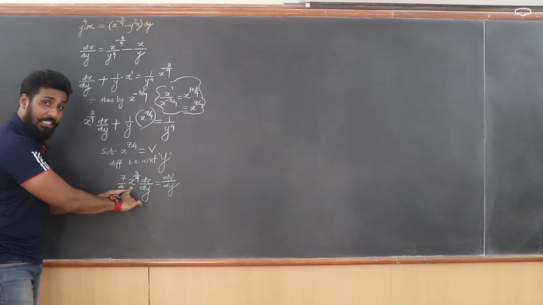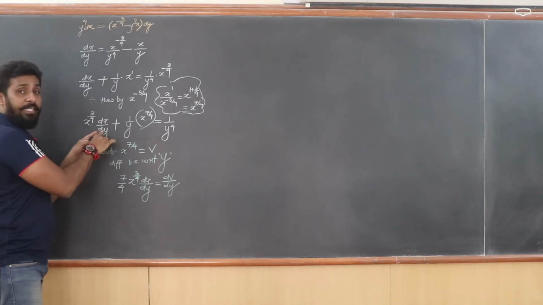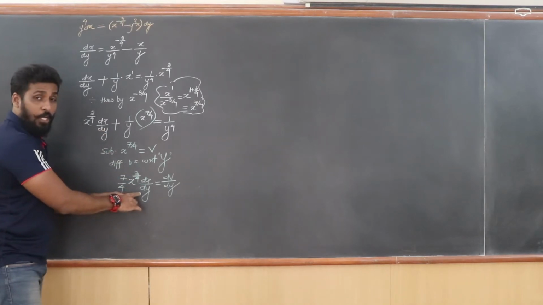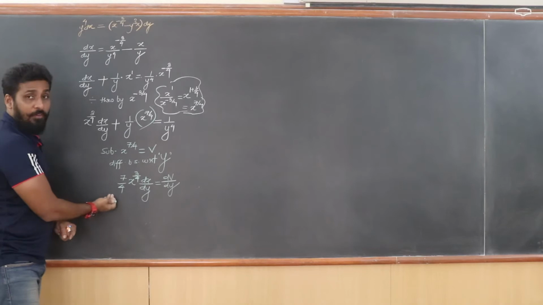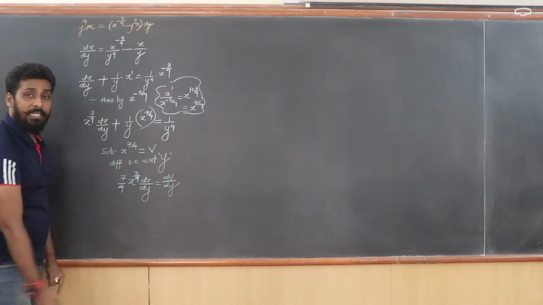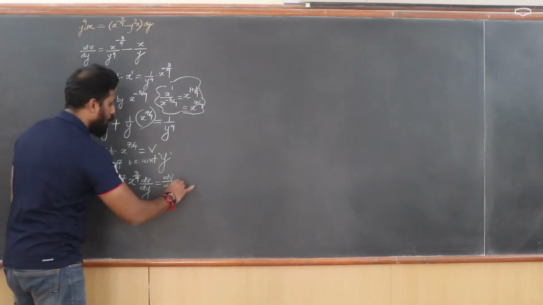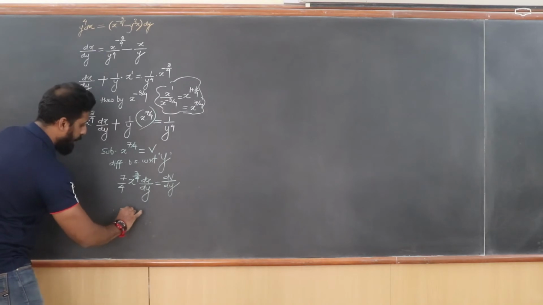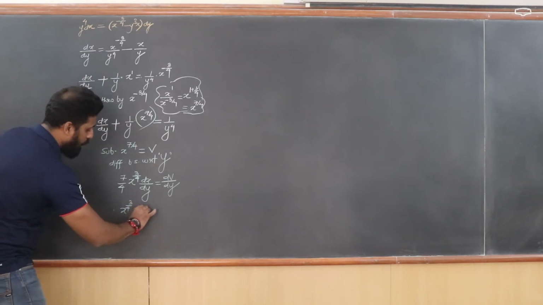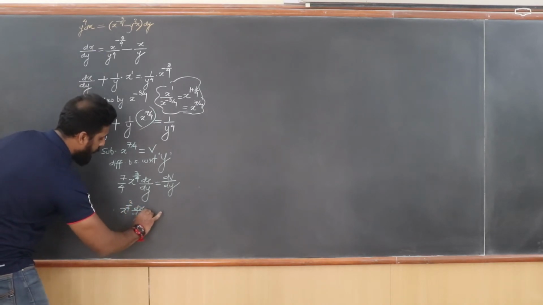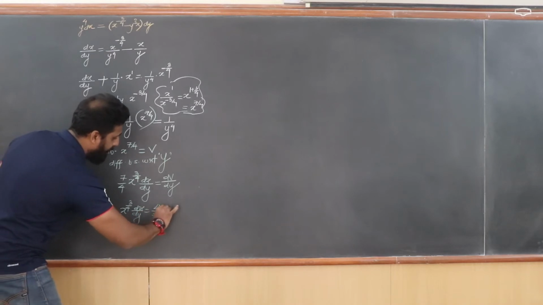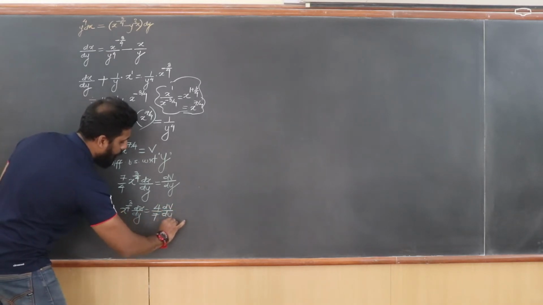You have got x raised to 3 by 4, then there is dx by dy. So what needs to be removed is 7 by 4. Not a problem. Set it on the right hand side. It becomes 4 by 7. So therefore I can from here say x raised to 3 by 4 dx upon dy is going to be 4 by 7 dv upon dy.